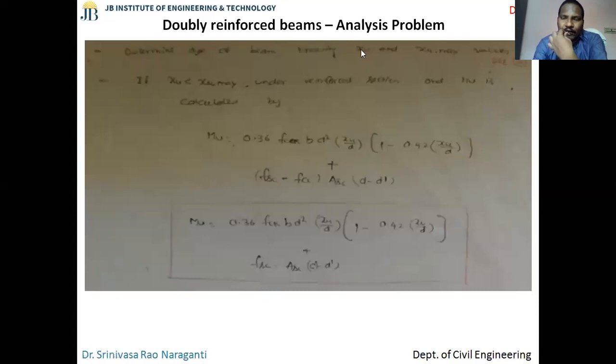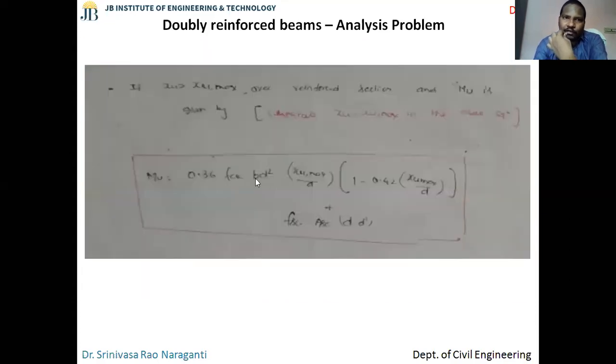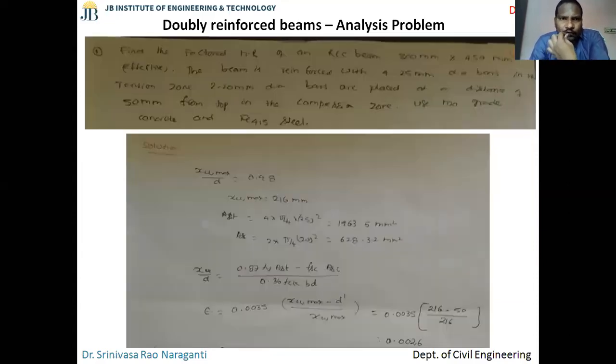Then you compare XU and XU max. Compare the two. If XU is less than XU max, use this equation to find out moment of resistance. If XU is more than XU max, then use this equation to find out moment of resistance. So you have to learn these steps by heart, guys, for doubly reinforced sections, how to find out moment of resistance. Okay, let me work out a numerical problem and show you.